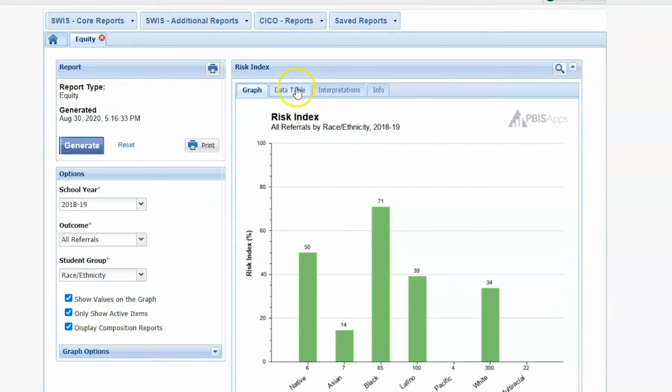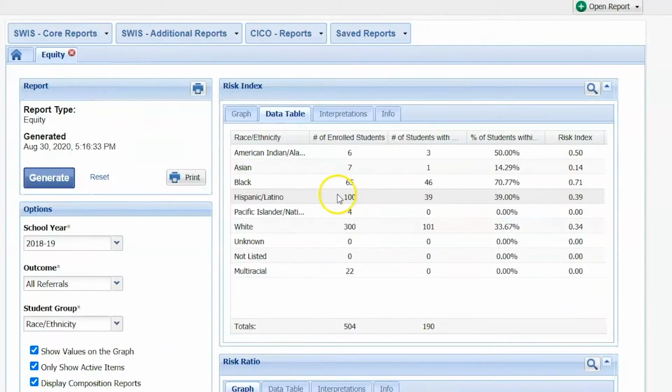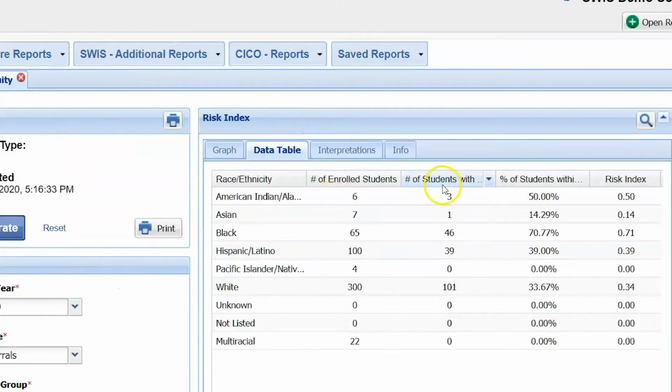When we select the data table, we see SWIS is doing a little bit of math for us behind the scenes. Specifically, it is taking the number of students in an identified subgroup with at least one referral and dividing that number by the subgroup's total enrollment. This gives us a percentage of the subgroup who have received a referral, or the group's risk index.